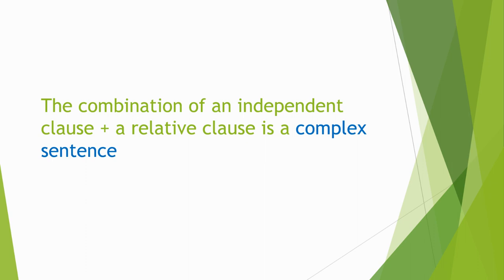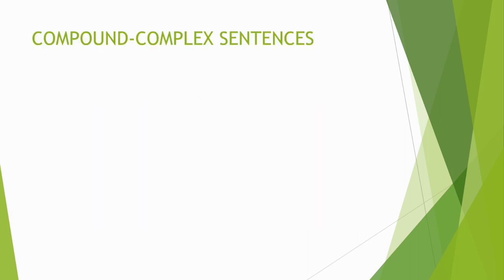Now this brings us to the last new thing. Compound complex sentences. Yeah, it's a big, complicated sounding name, but a pretty simple definition. It's basically when we mix a compound sentence and a complex sentence. So here's the minimum. A compound complex sentence is when you have at least two independent clauses plus at least one dependent clause. That's it.